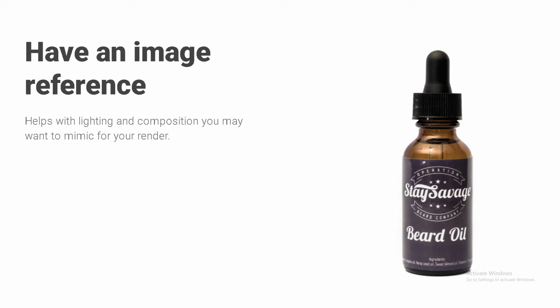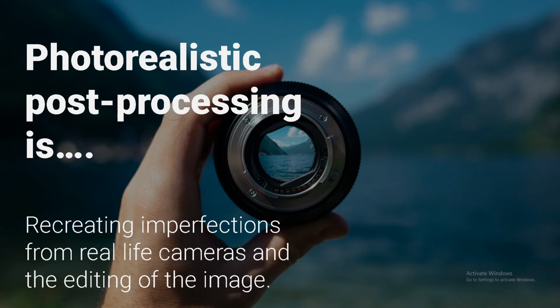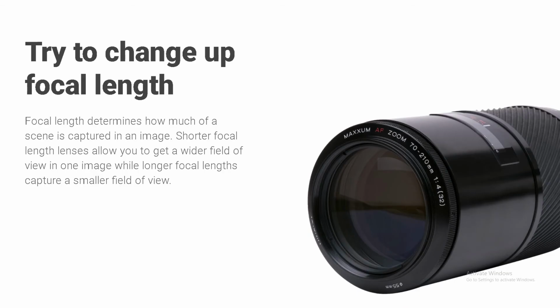And going into the last step is post-processing. Photorealistic post-processing is the reproduction of imperfections from real-life cameras and the editing of the image. First, play around with the focal length of the cameras in Keyshot. A shorter focal length will give you a wider field of view, as opposed to a longer one, which will give you a smaller field of view. Let me show you why this makes a big difference.